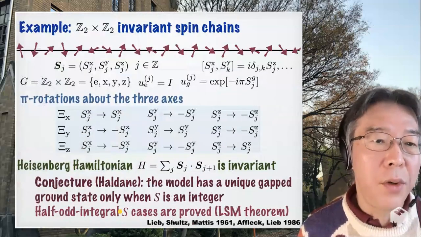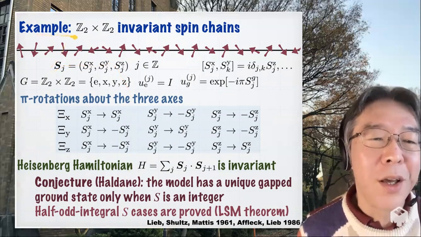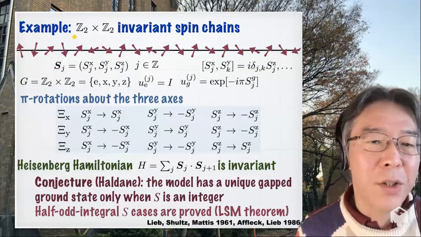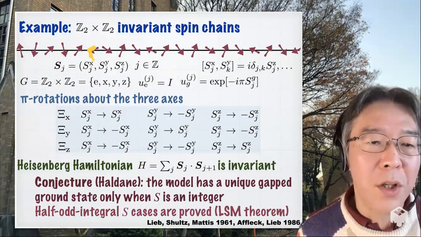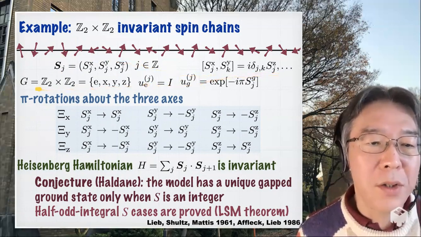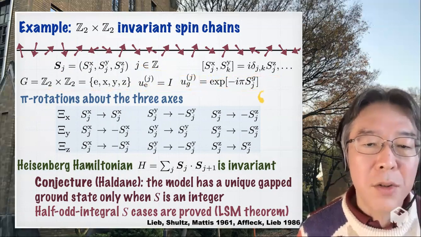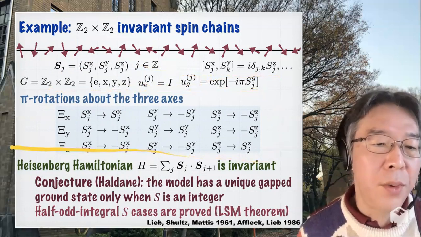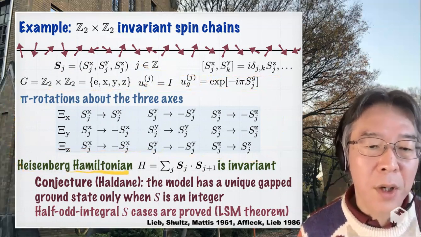An important example is a Z2 cross Z2 invariant spin chain. So you have the usual quantum spin chain on each site. These are spin operators, and this is the Z2 cross Z2 group and its representation at each site. So spin operators are transformed in this way. A very important example is the Heisenberg Hamiltonian.